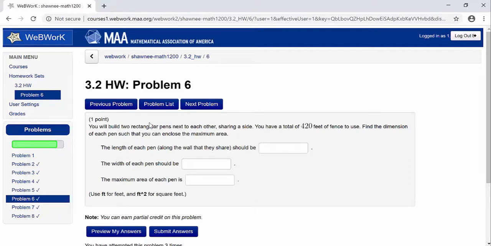So we have to build 2 rectangular pens that are next to each other and they share a side, and we have 420 feet of fencing to do this. We're going to find the dimensions of each pen that can enclose the maximum area. Now, for a rectangular pen, we have 2 dimensions, a length and a width. We're going to use the length to be the length of the side where the wall that they share together is. So let's draw a picture and solve this.